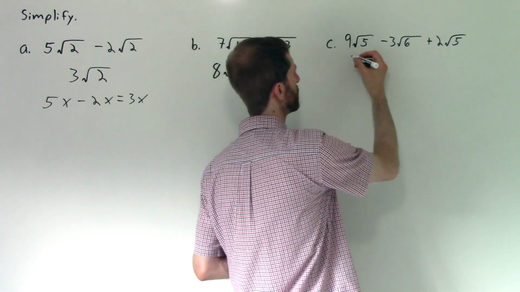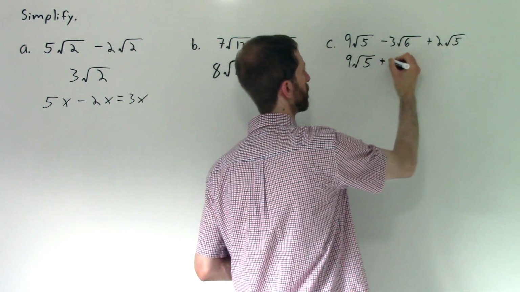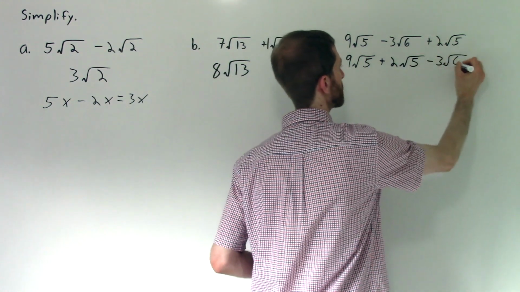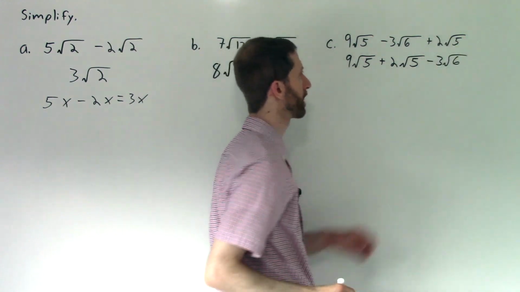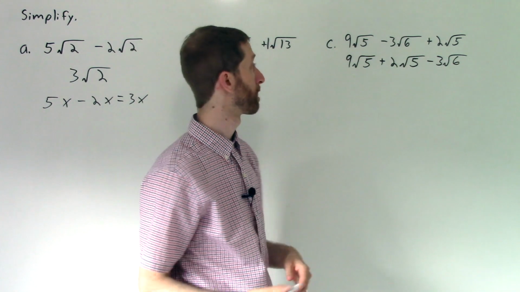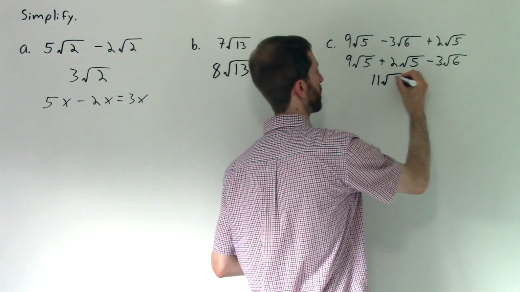So mentally what I'm doing here is I've got 9 times the square root of 5 plus 2 root 5, putting the like radicals together, minus 3 root 6. The signs belong to the coefficient that immediately precedes the radical, right? So the plus sign stays with 2 root 5 and the minus stays with 3 root 6. So 9 root 5 plus 2 root 5 is 11 times the square root of 5.